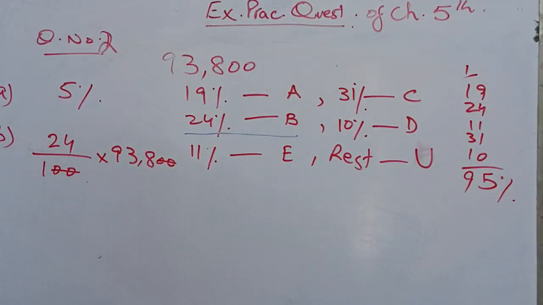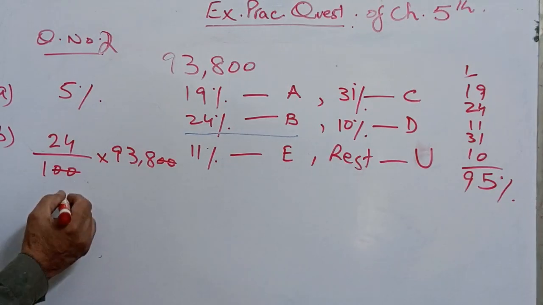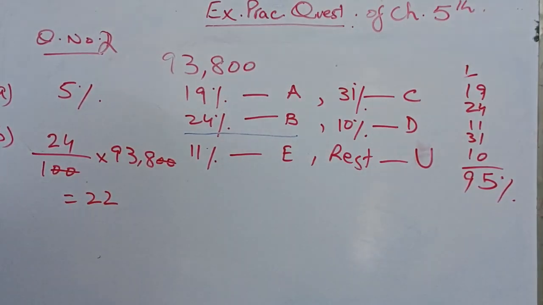So it will become 24 multiplied by 938. 22,512. So it will become 22,512.